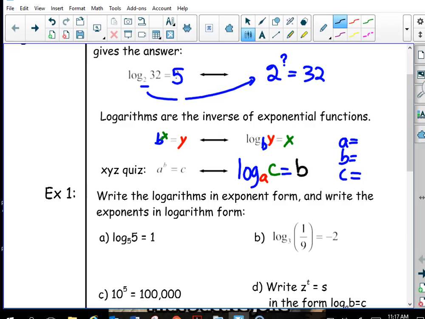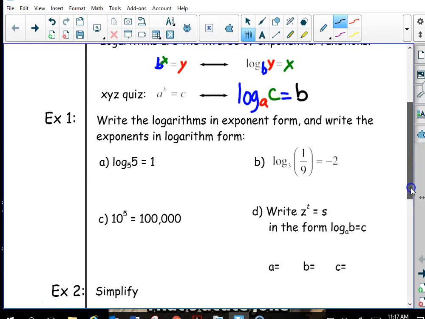They will ask you to rearrange something real similar to this, and we're going to do that below. It looks like in problem D. So I won't worry too much about that. Write the logarithms in exponent form and write the exponents in logarithmic form.